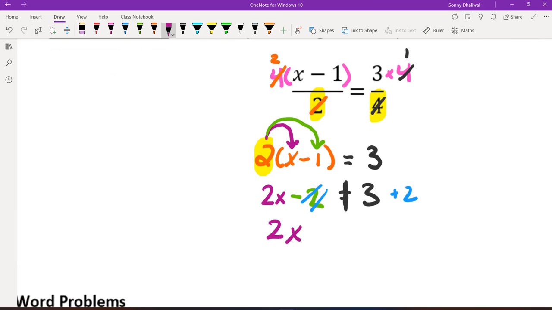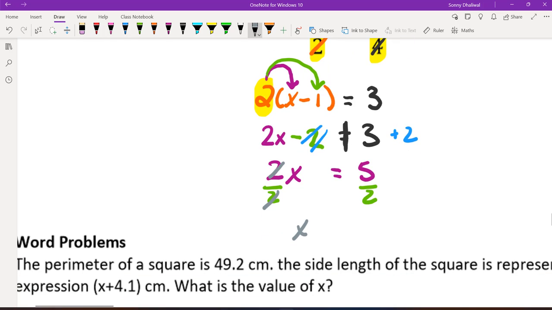So that's 2x is equal to, when we clean up the right-hand side, what do we get? 5. 3 plus 2 is just 5. Now we need to get rid of this 2. How do we get rid of that 2? Divide, yes, thank you. We divide by 2 here, divide by 2 here, and those 2's cancel out, and we're just left with x is equal to 5 over 2.